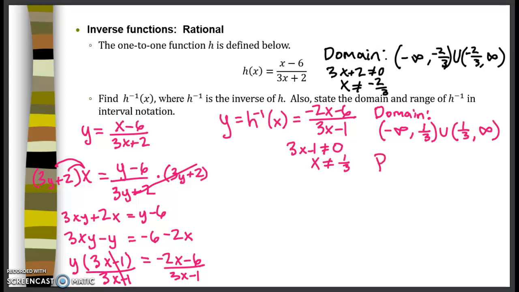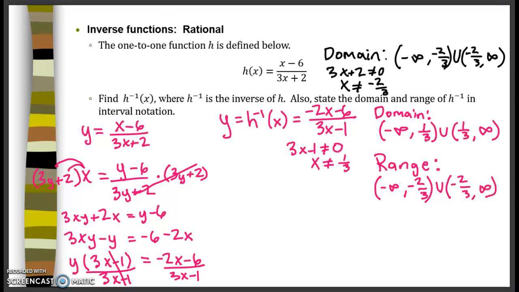However, the range of my inverse function is the domain of my original function. Because if you think about when I rotate, or when I reflect over the line y equals x, my domain and my range flop. Okay, because I'm flopping those x's and y's. So my range, I didn't even need to really find it. It is negative infinity to negative 2/3, union with negative 2/3 to infinity.